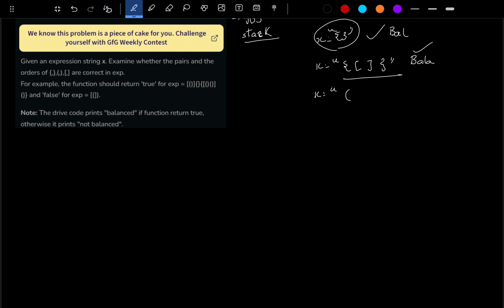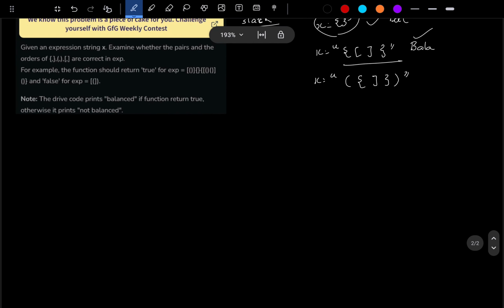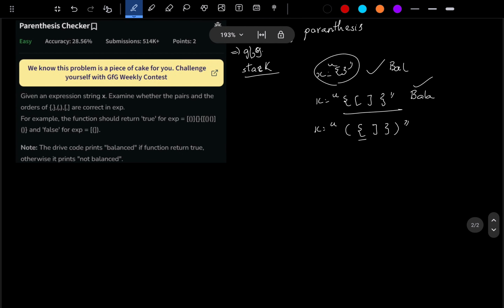Suppose I have given an example like this one. As you can see, this is not balanced parenthesis because these two are matching, but these two are not. These two are also matching, but this one is empty and there is no matching symbol for this in front of the stack, or you can say the string. So this is not balanced.